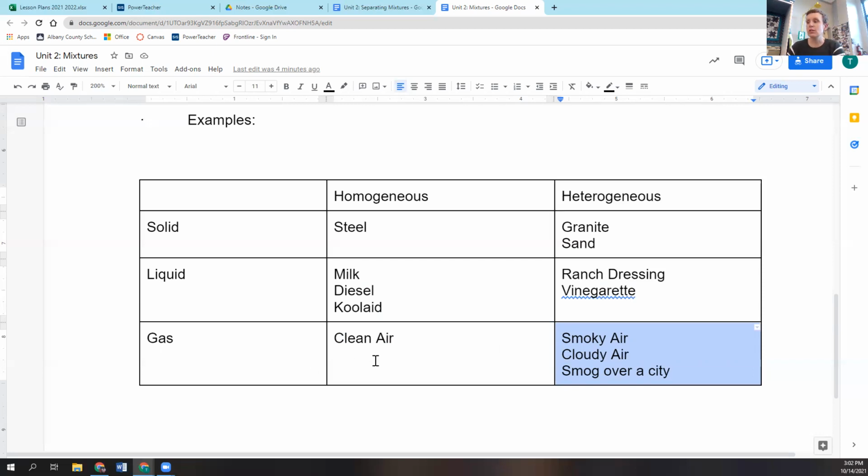So it kind of depends on the size of your sample. Clean air would be like small sample sizes. When you get into smoggy air, cloudy air, smoky air, you're looking at a bigger sample size usually in order to see the differences within that mixture.